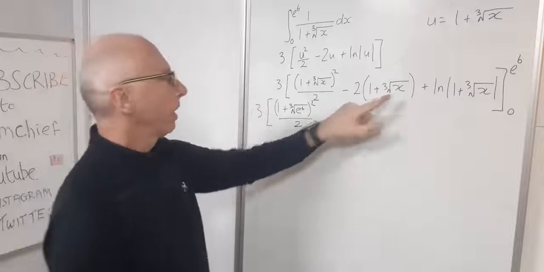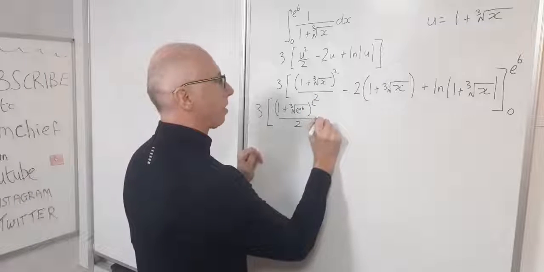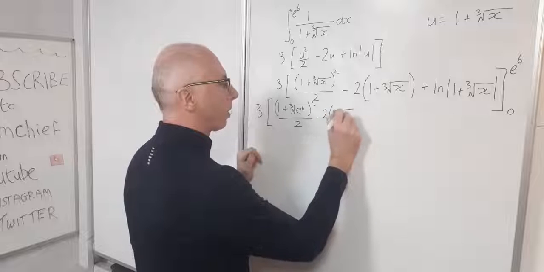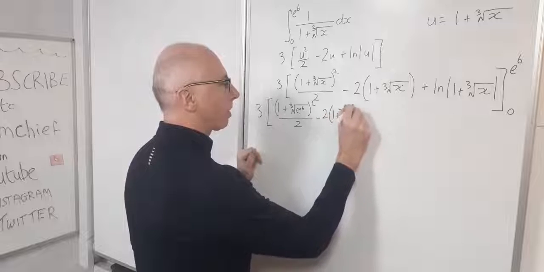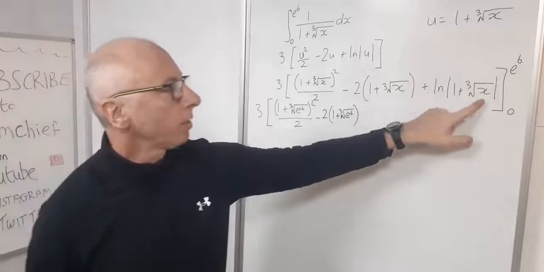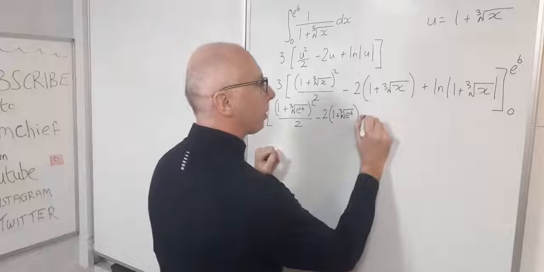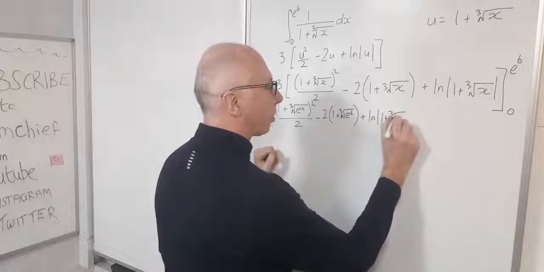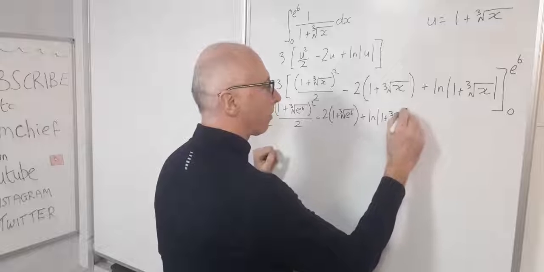Now this one, again, e to the 6. So minus 2 times 1 plus the cube root of e to the 6. And then plus this one here with e to the 6 in here. So plus the natural log of 1 plus the cube root of e to the 6.